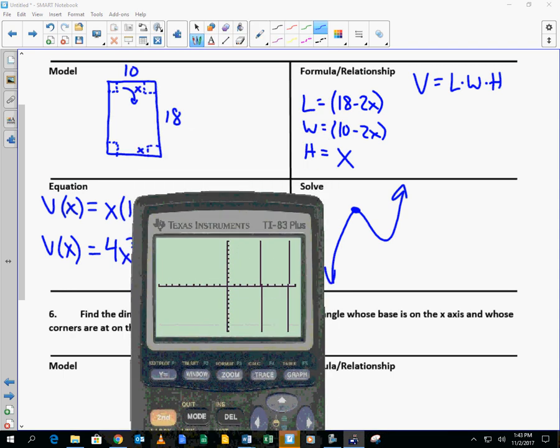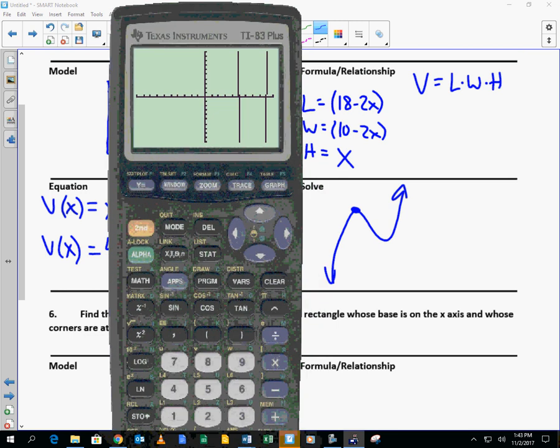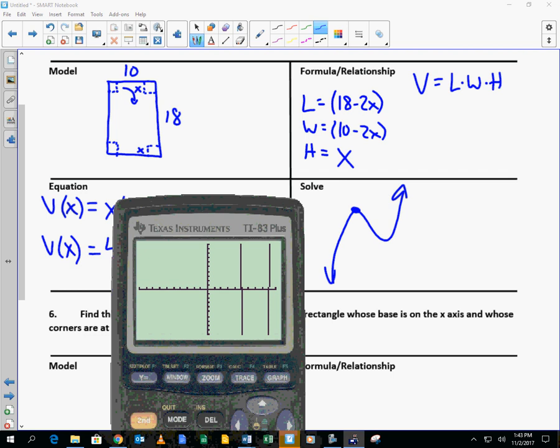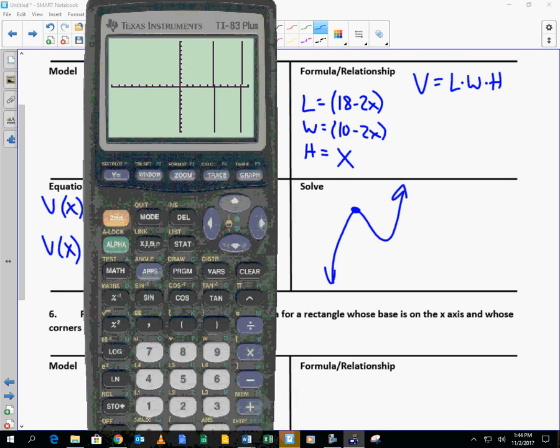Now, let's get to Gigi's point. What about the other side? 5. What would give you 0? Where does it cross the x-axis? And what height would give you 0 volume? 0 for a height, right? Like if we didn't cut any square at all, we wouldn't have any volume either. And so it probably goes through the x-axis as well. So we see some important parts of the graph here, but what we can't see is the top.